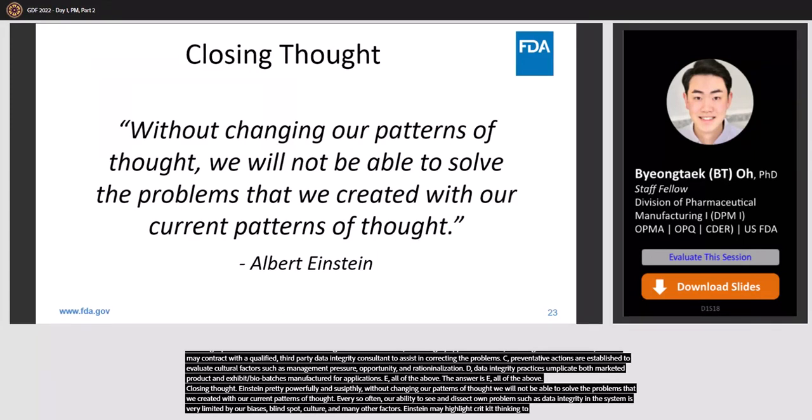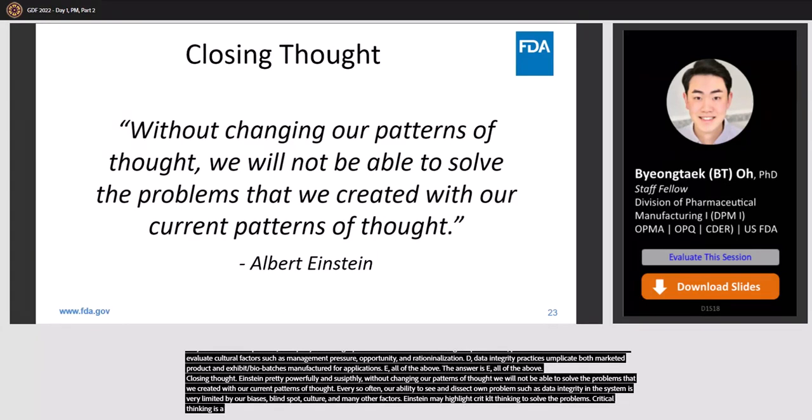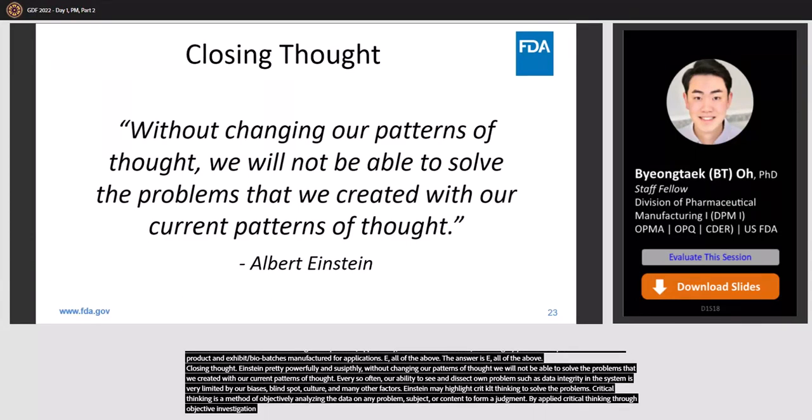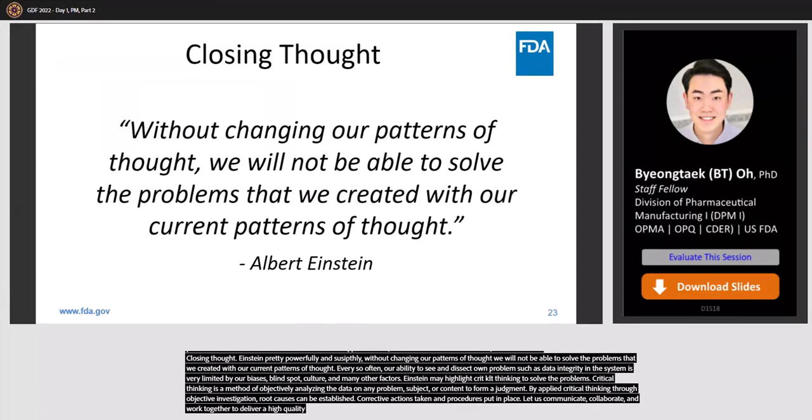Critical thinking is a method of objectively analyzing the data on any problem, subject, or content to form a judgment. By applying critical thinking through objective investigation, root causes can be established, corrective actions taken, and preventative procedures put in place. Let us communicate, collaborate, and work together to deliver a high-quality product that meets the patient's needs.